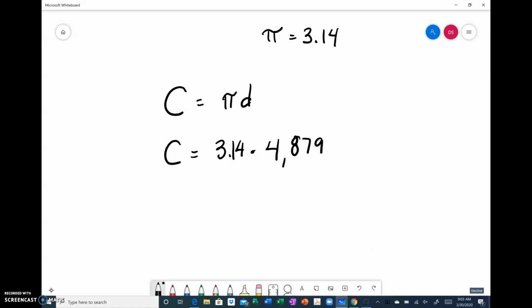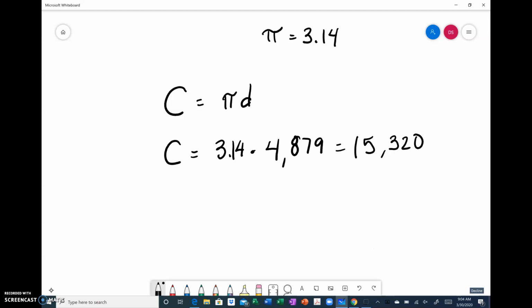You should do that now, please. I'm doing it also. You should get 15,320, and you can put 0.06 if you want to. Okay, that is how to find the circumference.